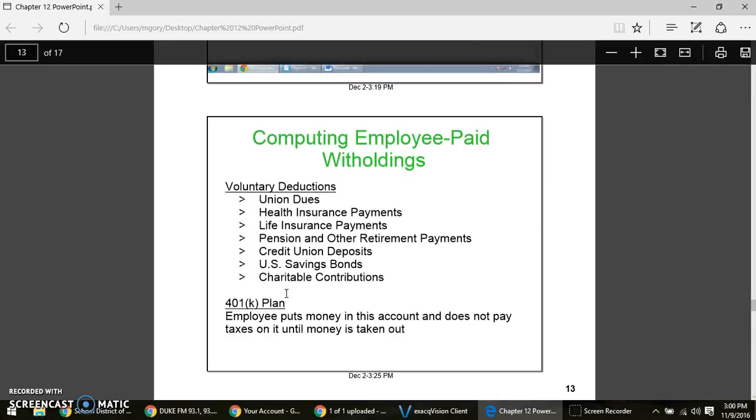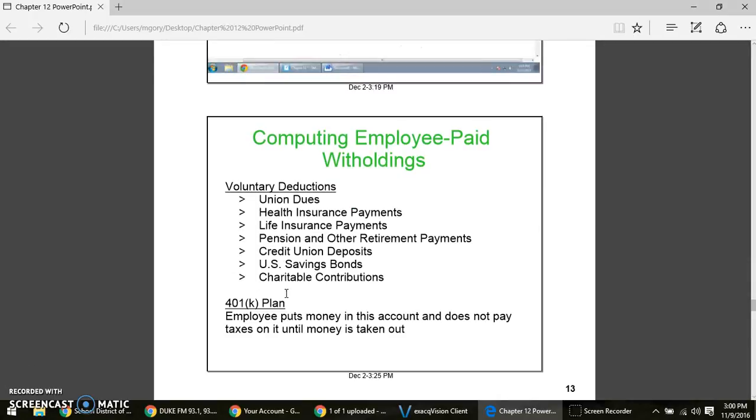Now, computing employee paid withholdings, both entities have to pay tax, employees and employer. But when it comes to employees, there are other voluntary deductions that go along with it, such as union dues, possibly health insurance payments and premiums, life insurance payments and premiums, pension and or other retirement payment plans that you might have in place, credit union deposits, U.S. savings bonds, or even charitable contributions. A very common retirement plan that a lot of organizations use and offer their employees is what's known as a 401k plan.